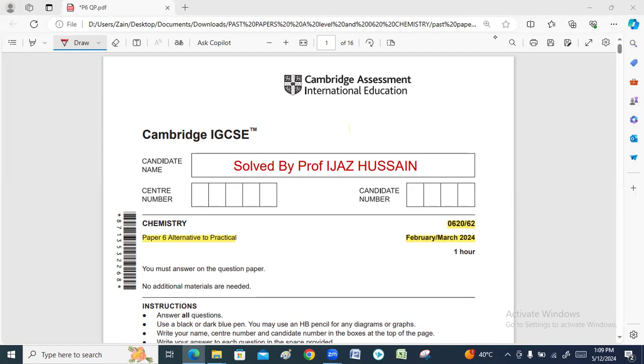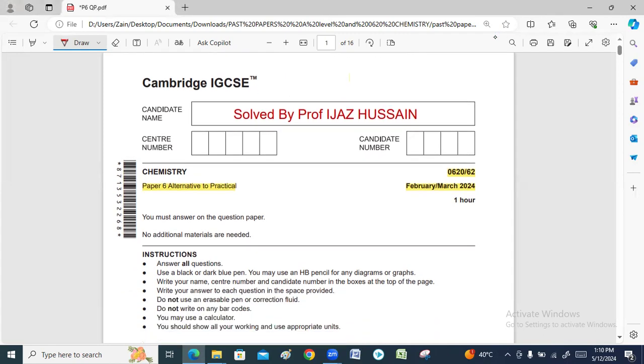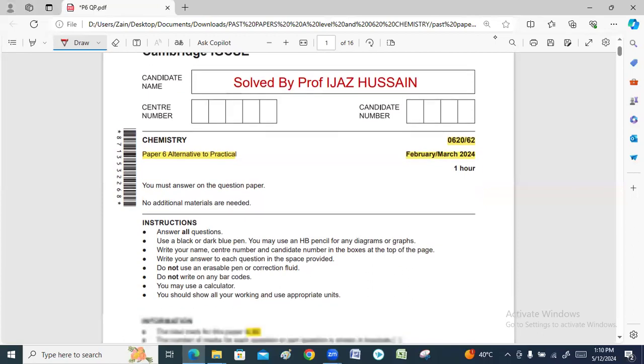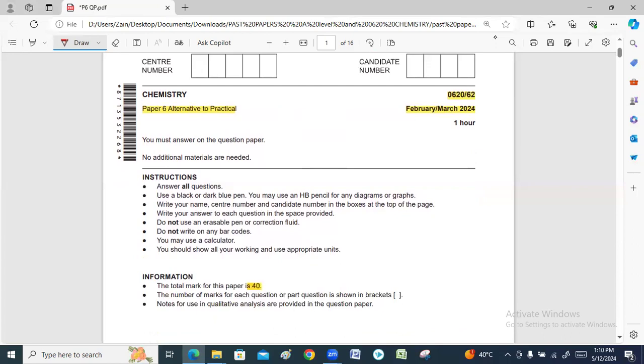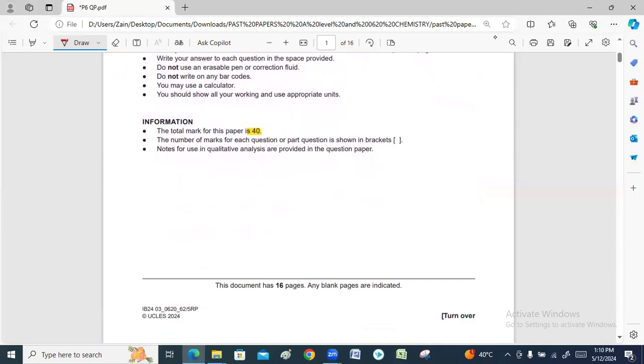In today's session, we are going to discuss a very important paper, which is paper 62, alternative to practical, February March 2024. This paper is very important, and the students who are going for the final CIE in May June 2024 should solve this paper. So let's start from question number one.